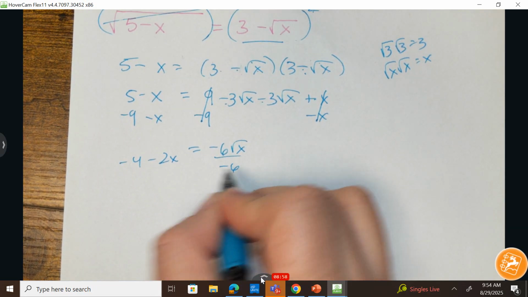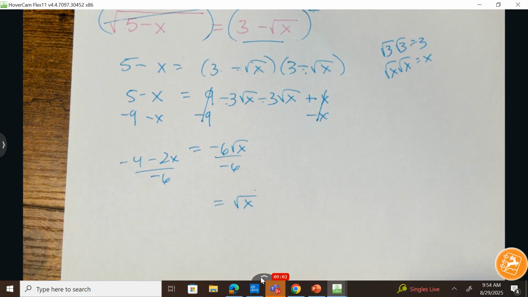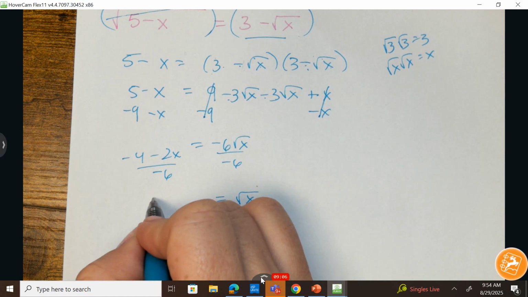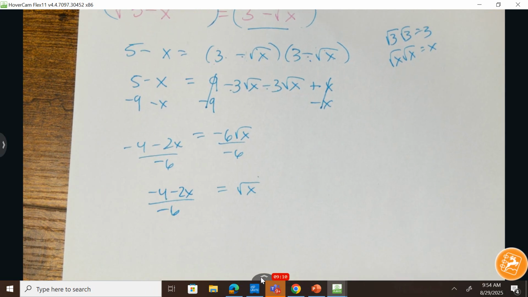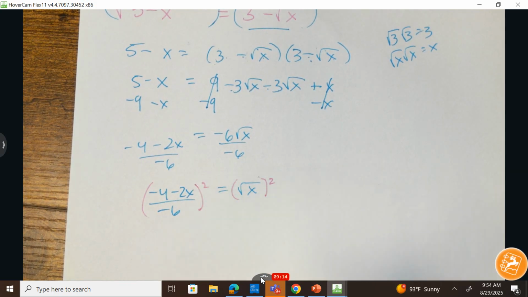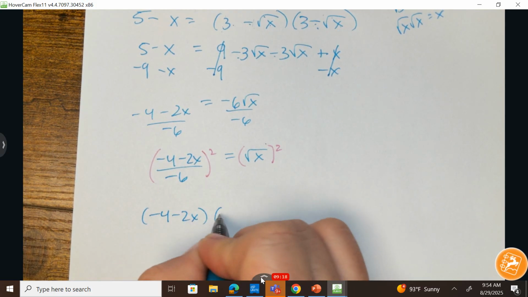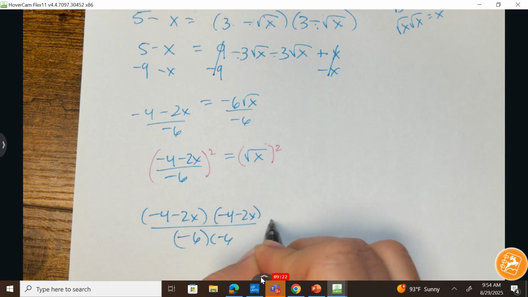I'm going to divide by negative 6. I have the square root of x equals that quantity. I can leave it like this if I choose to. That's okay too. If I don't want to reduce right now, I could leave it just like this. Okay, next up, I'm going to square the right. That means I must square the left. What does squaring the left look like? It means I'm going to write this twice, and I'm going to write this twice.